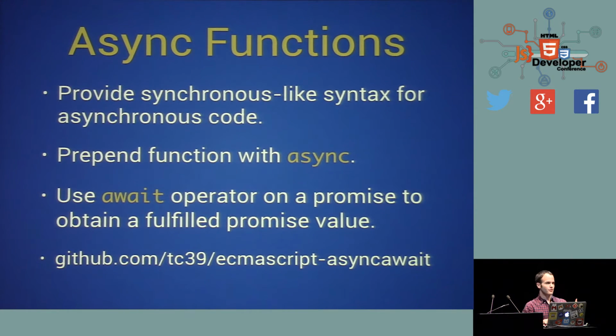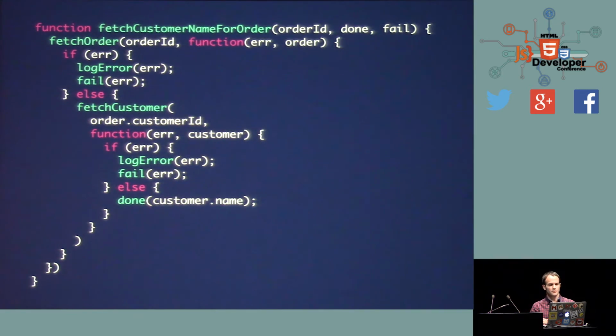So I want to start off with the motivation for why async functions are powerful and why you might want to consider them. Does anyone remember seeing code like this several years ago in JavaScript? We have some sort of asynchronous code. In this case, I want to fetch the customer name for a particular order. So I take an order ID and then a callback called done if I successfully get the customer name, and then a fail callback if there was an error.